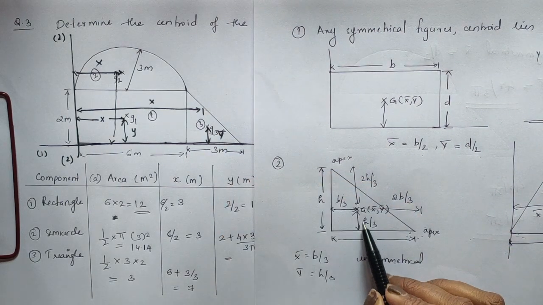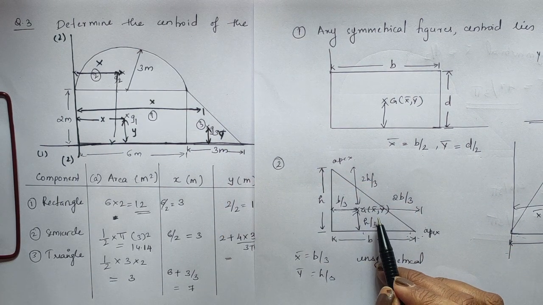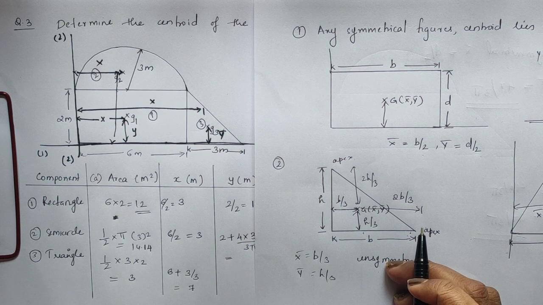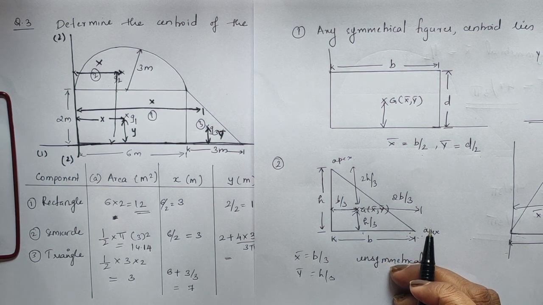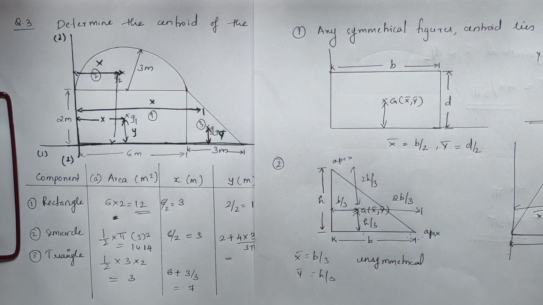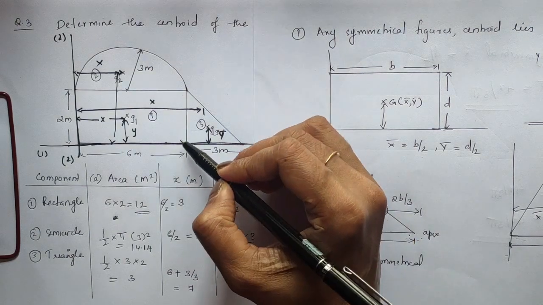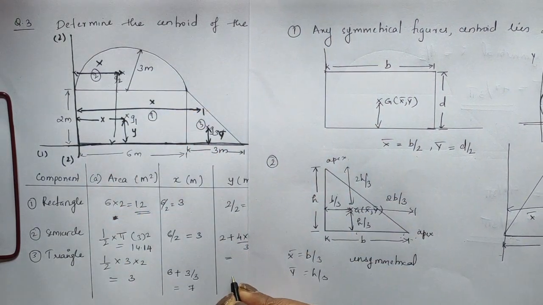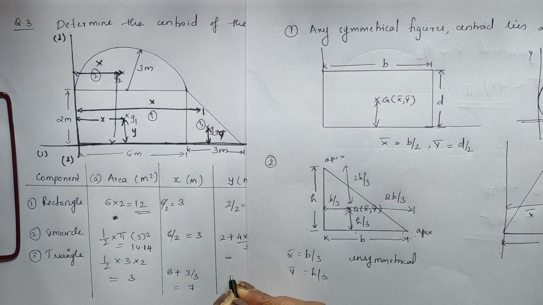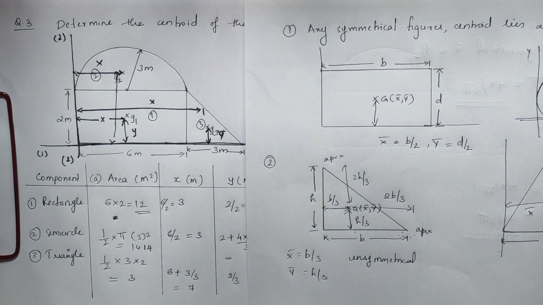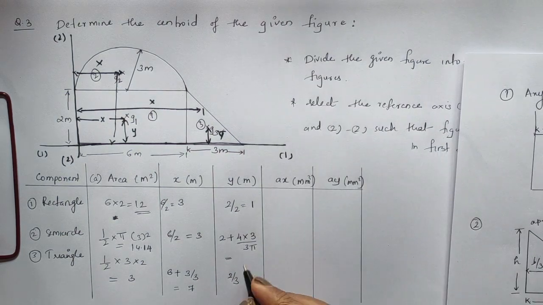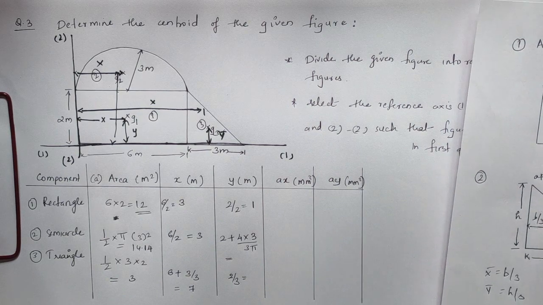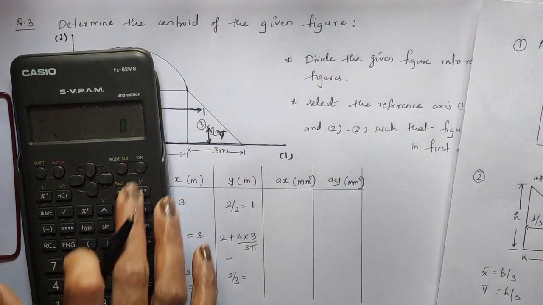Y bar is this distance, that is h by 3. So always you relate to this particular figure and find out. However it changes, you will be able to write the answer. So h by 3, here height is 2 meter. So 2 by 3 is h by 3. So you can find the answers there individually.